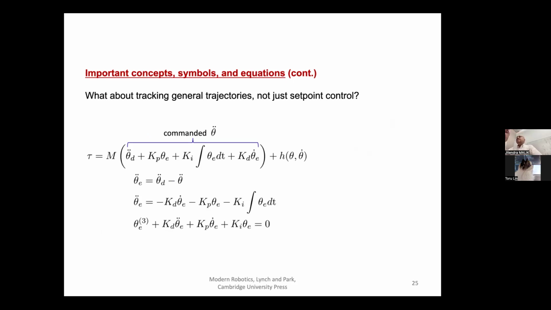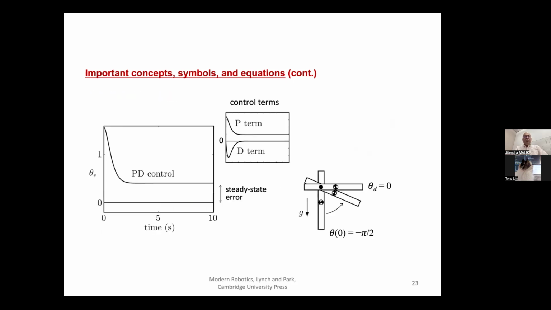Okay, so there's a terminology here. There's set point control. Set point means that, for example, in this little one arm robot, I wanted it to go from being at -π/2 to 0. So it was going to go down, and I wanted to raise it to horizontal, right?